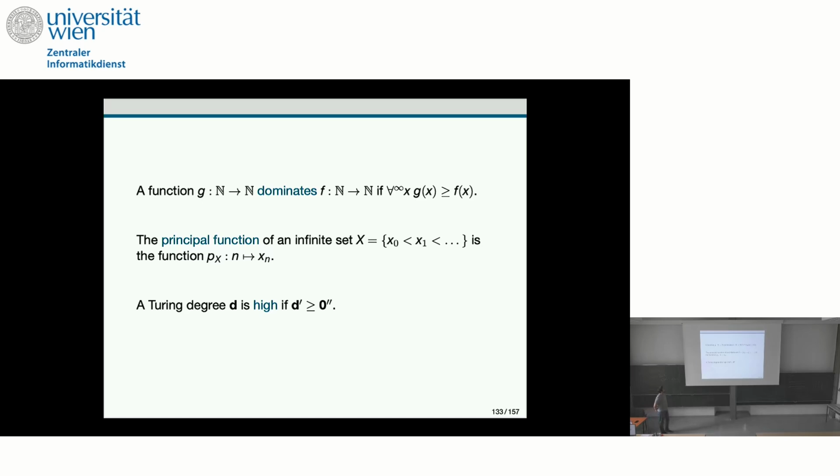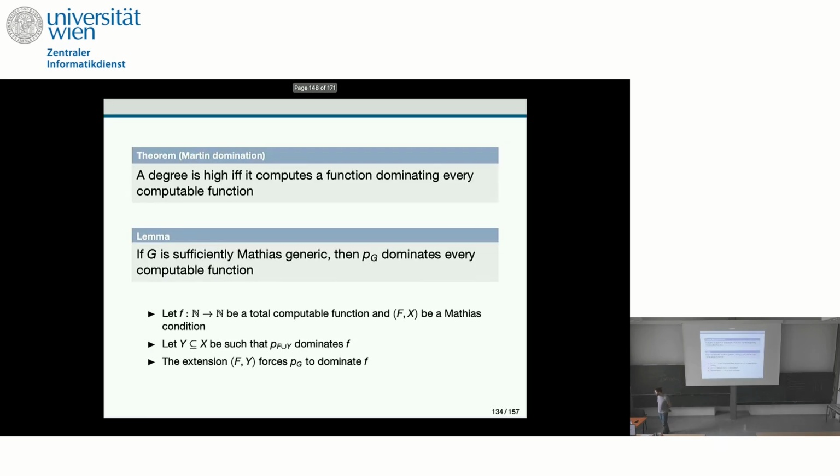The principal function of an infinite set is the function which to n associates the nth element of the set, starting at 0. Again, the degree is high if its jump computes 0 double prime. I don't assume that it's delta 2. And there is this very famous Martin's domination theorem making a correspondence between being high and the ability to compute fast-growing functions. A degree is high if and only if it computes a function dominating every computable function.